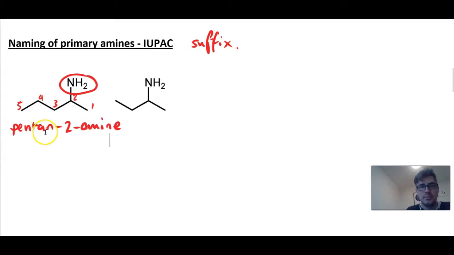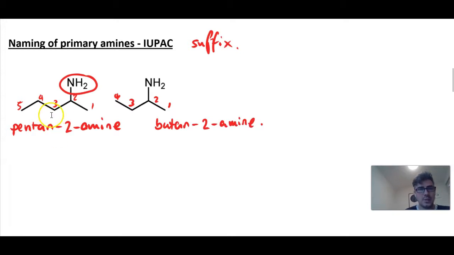With the next one, let's number it from this side this time, 1, 2, 3, 4. So again, it's on the 2 position. There's 4 carbons, so it's butan-2-amine. So that's how you name those two. If you have any extra substituent groups, you just add them on as prefixes, like methyl.